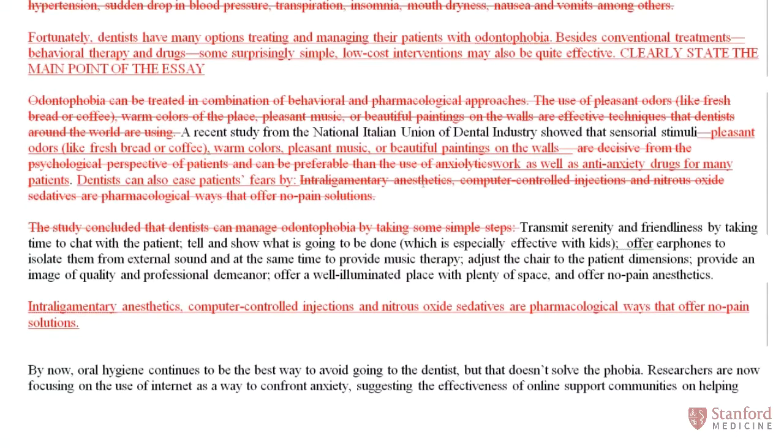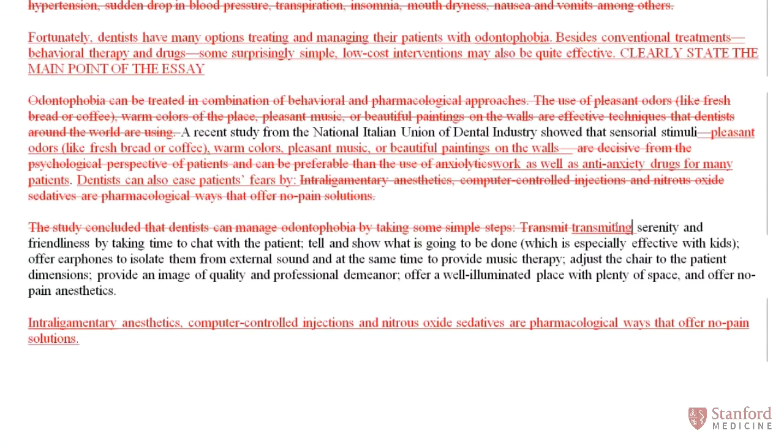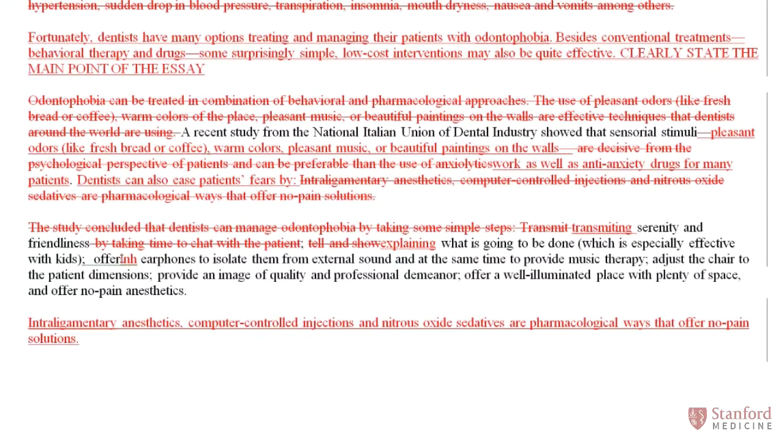Can also ease patients' fears by, now I need -ing verbs, gerunds, so I'm going to change this to by transmitting, by telling and showing, by offering, and we have to make sure that we keep this parallel by starting each of these items with an -ing verb. So transmitting serenity and friendliness, I don't think we need by taking the time to chat with the patient. I think that's just extra. By telling and showing, I think we can just make that a little bit shorter by explaining what is going to be done. Offering earphones to isolate them from external sound, and at the same time provide music therapy. We can just say and provide music therapy. It's doing both at once.